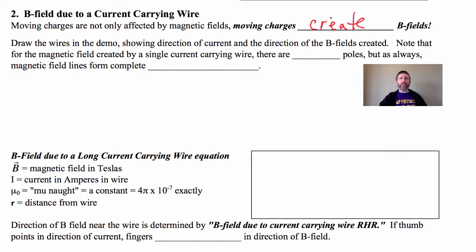Now, note that for the magnetic field created by a single current carrying wire, there are no poles. But as always, magnetic field lines form complete loops.